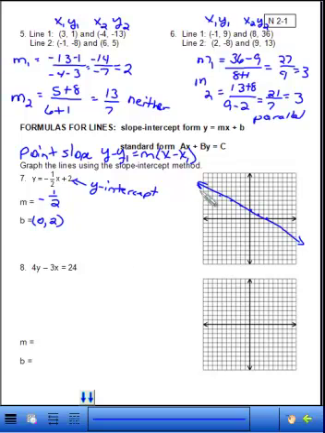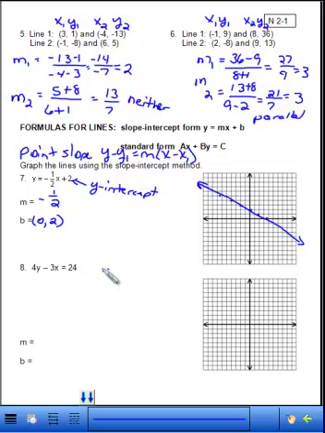And if you use a ruler, it's not easy. Alright, now here is standard form. This is called standard form, ax plus by equals c. In order to read the slope and the y-intercept out of that, you need to change it to slope-intercept form.